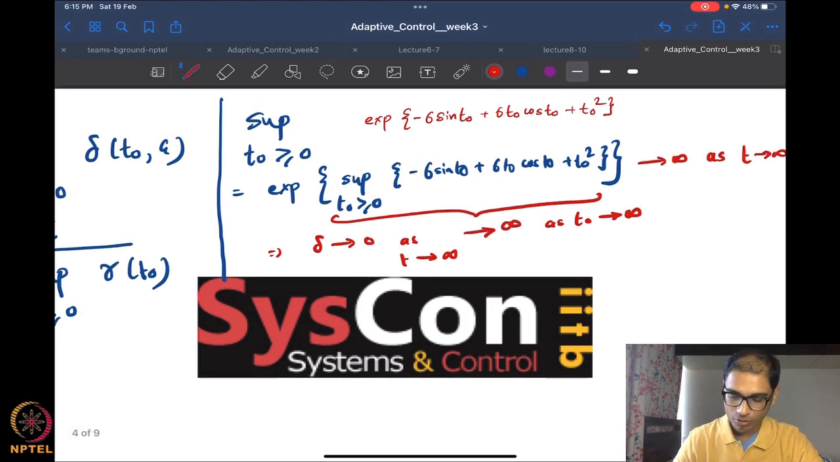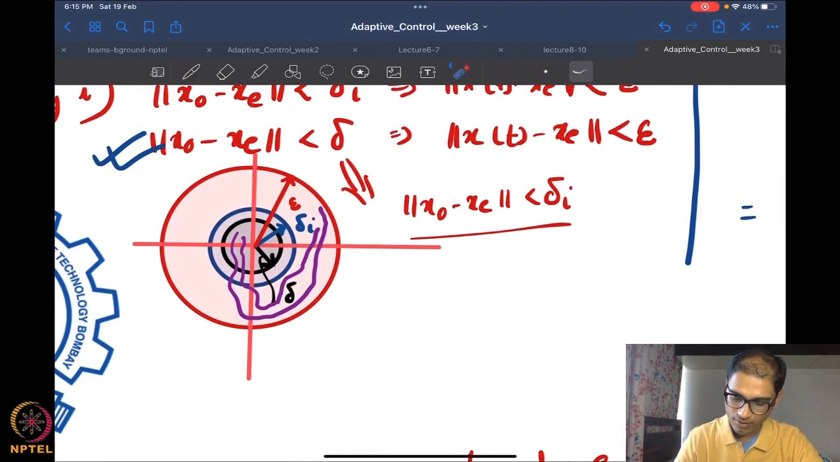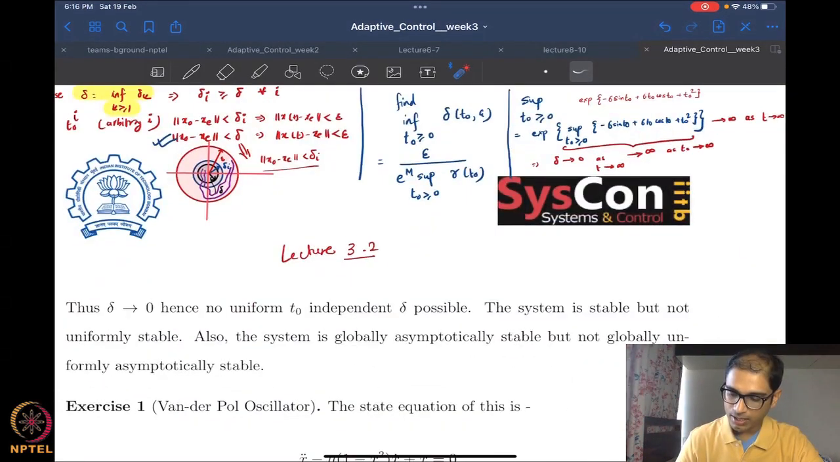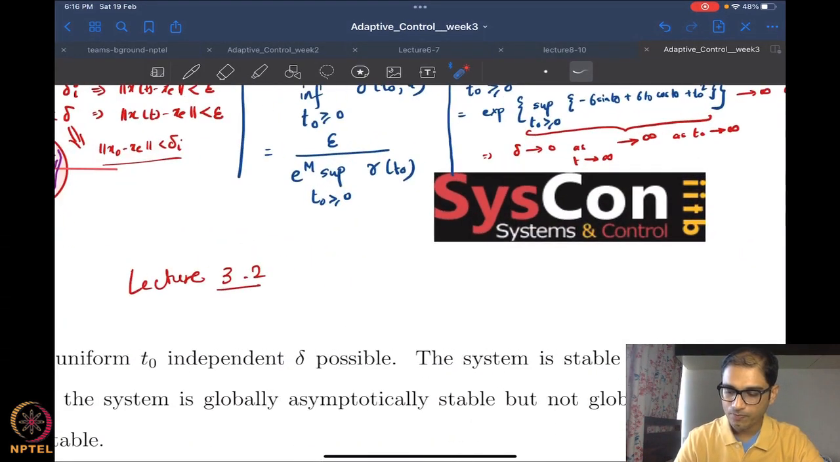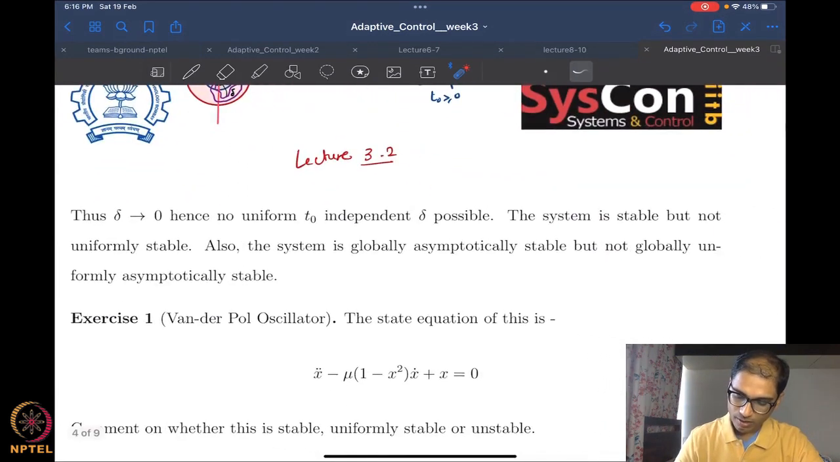Yeah, we need the ball to have a non-zero size, right? This ball has to have a non-zero size. But here, what are we getting? We are getting that our delta actually goes to zero as t goes to infinity. And this is certainly not allowed. So therefore, it is not possible to choose a delta independent of t0 in this case.